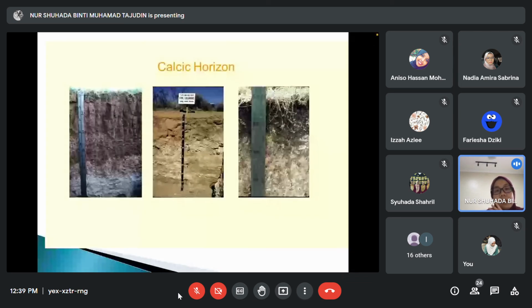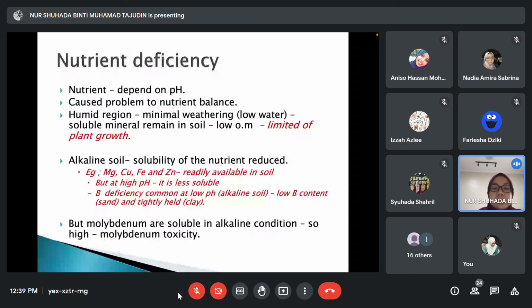Okay, so in calcium rich soil, pH is always around 8 to 8.5. In these types of soils, there is also nutrient deficiency, like I said earlier. In alkaline soils, the solubility of nutrients is reduced.